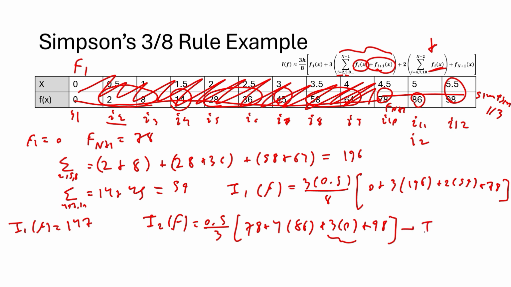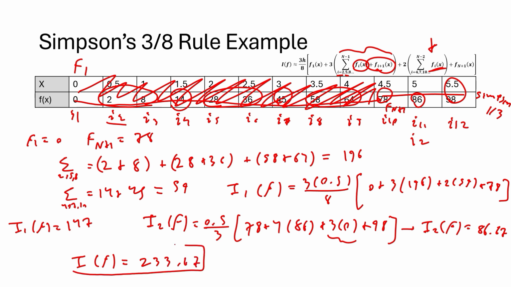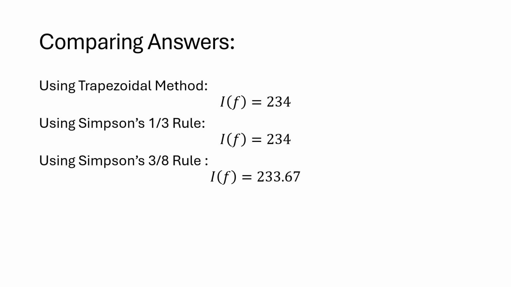Now, solving that, plug it in the calculator, and we should be getting 86.67. Now we add I1 and I2 to get a final value for the total integration, and we should be expecting to get 233.67.